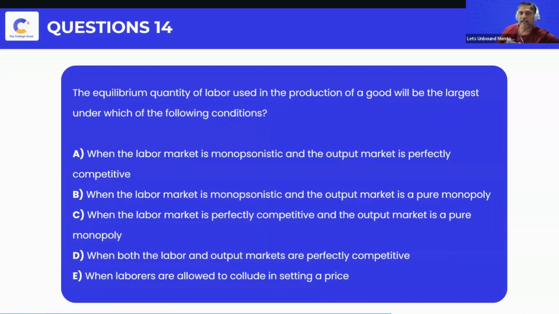Okay, the equilibrium quantity of labor used in the production of a good will be the largest under which of the following conditions? Option A says the labor market is monopsonistic. That is not correct. When the labor market is monopsonistic, output is pure monopoly. That is also not correct. When the labor market is perfectly competitive and the output market is pure monopoly, that is only partially correct. So I will not go with that option. It says when both the labor and output markets are perfectly competitive, that is actually the right answer.